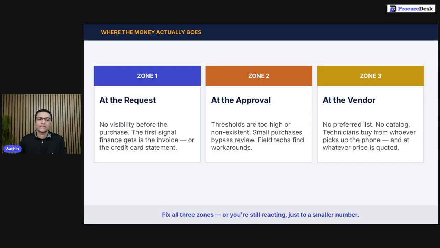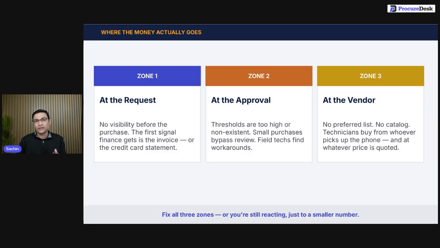So let's go into now where exactly the leakage happens, right? What are the areas where we typically see this in day to day operations? So, there are three possible areas where you would see your MRO spend leakage, right? So, number one is at the request, number two is during the approval process, and number three is at the vendor level. So, let's talk about each one of them, what it means, right?